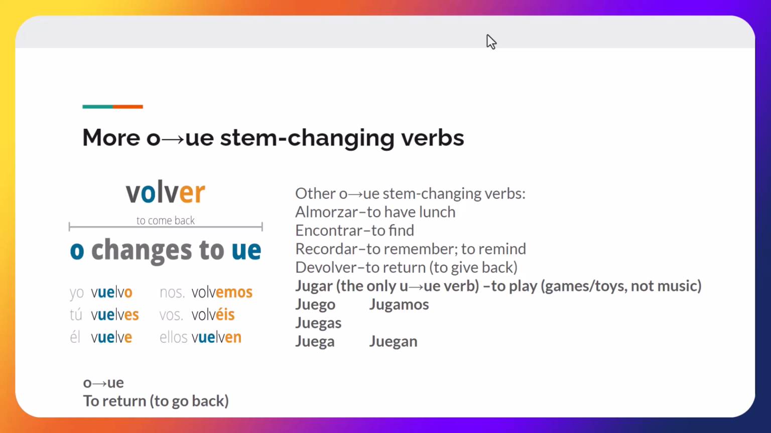When we play music in Spanish, we use an entirely different verb. We use the verb tocar. Tocar usually means to touch. So just think of it this way. In English, we play the piano or the guitar. In Spanish, we touch the piano or the guitar. So something to keep in mind. Jugar. Juego, juegas, juega, jugamos, juegan.